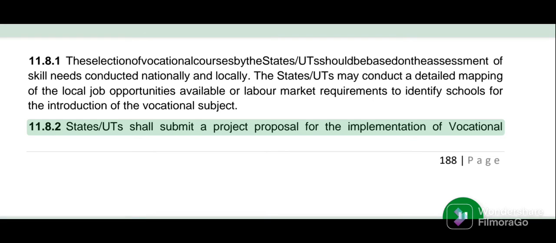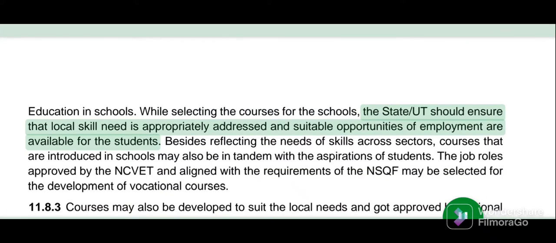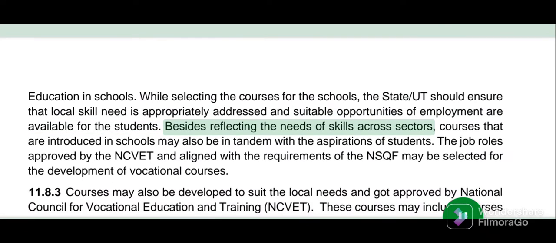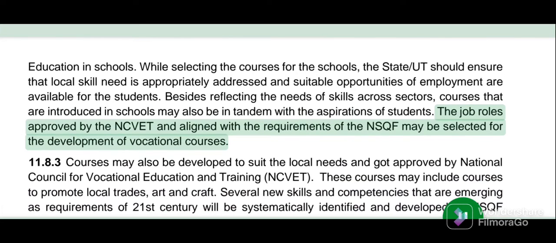11.8.2 States and UTs shall submit a project proposal for the implementation of vocational education in schools. While selecting the courses for the schools, the state or UT should ensure that local skill need is appropriately addressed and suitable opportunities of employment are available for the students. Besides reflecting the needs of skills across sectors, courses that are introduced in schools may also be in tandem with the aspirations of students. The job roles approved by the NCVET and aligned with the requirements of the NSQF may be selected for the development of vocational courses.